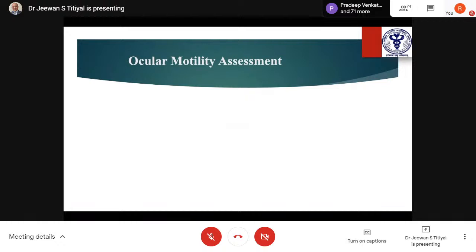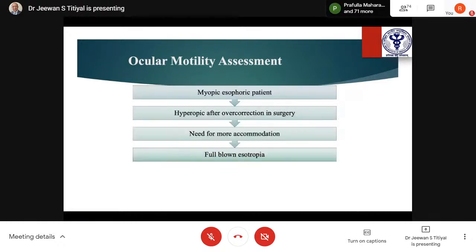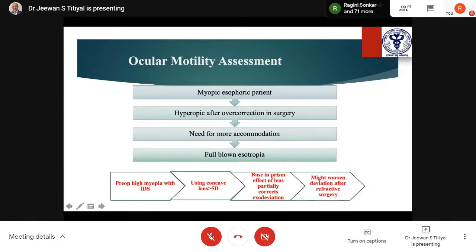Let's presume a myopic exophoric patient, and you have overcorrected this patient. Once you overcorrect, there's a need for more accommodation for this patient now. The patient will have a full-blown esotropia subsequently. So this is very important. A pre-op high myopia normally would have some IDS. Using concave lenses will help this particular patient, because there will be a base-in prism effect, and this will give a little correction of the IDS. So once you do surgery, the patient can have worsening of IDS and may have a divergent squint subsequently.